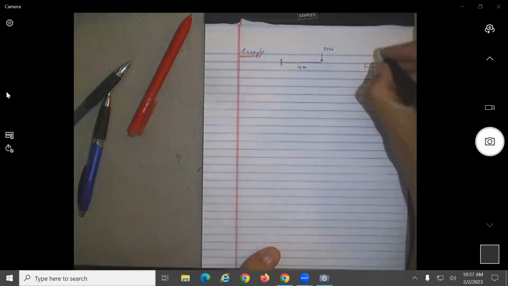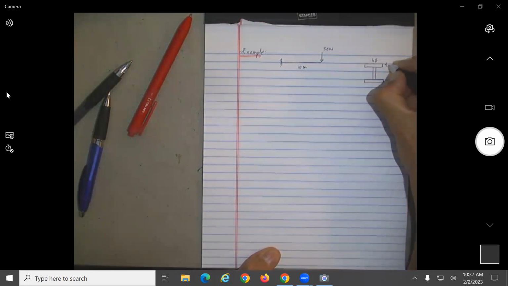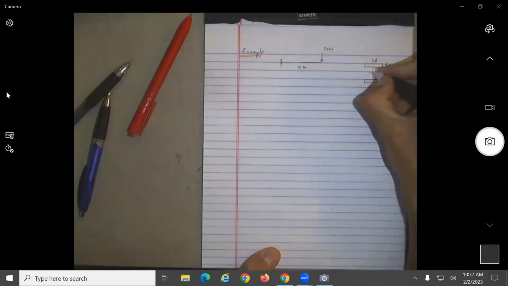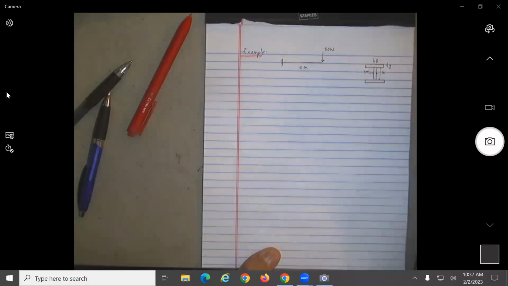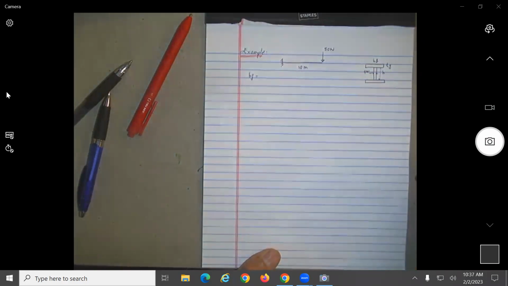Okay, so let's do this. Easy dimensions. So let's say this is BF, the web. So you give me the dimensions. What do you want for BF? Give easy values. 5 meters.